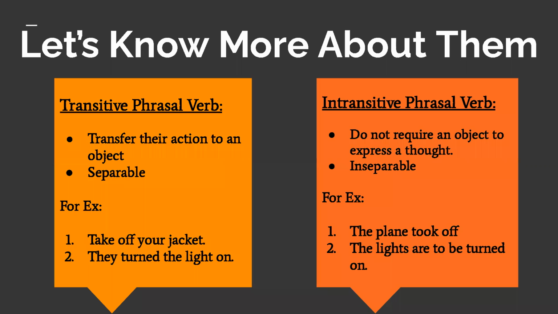Whereas in case of intransitive, the plane took off. Like I said, Aisha take off, that means Aisha left. It does not need any object to signify what action is being done. The plane took off, that means the plane left the runway, the airport, whichever place. It does not need the object to tell what work is being done. It itself tells what work is being done.